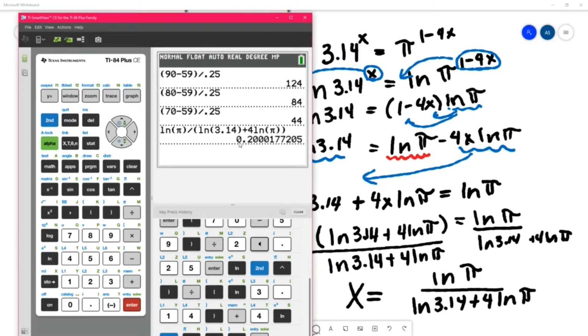And you can see here we have 0.20001777205. So if you need to be accurate to 1, 2, 3, 4, 5 decimal places, you would get your answer wrong by using the other method. But you do see that they are very close to each other.